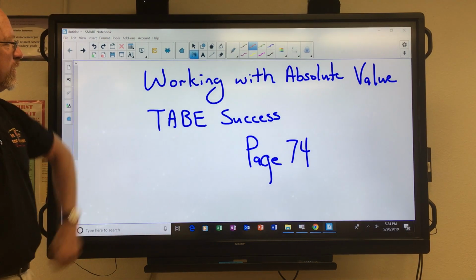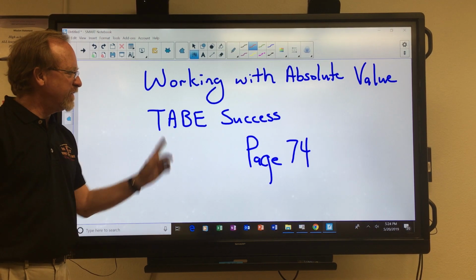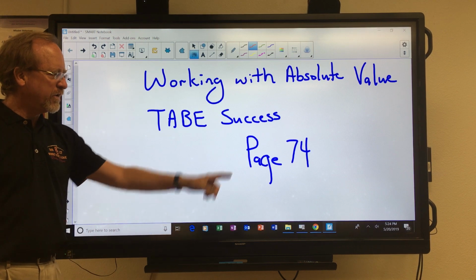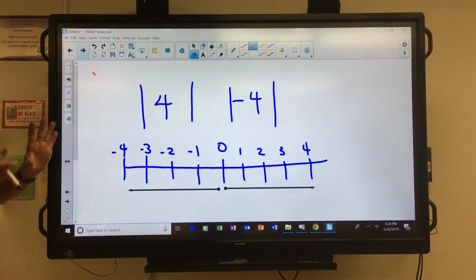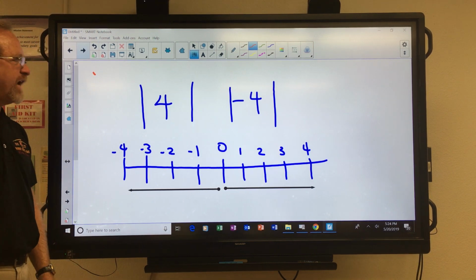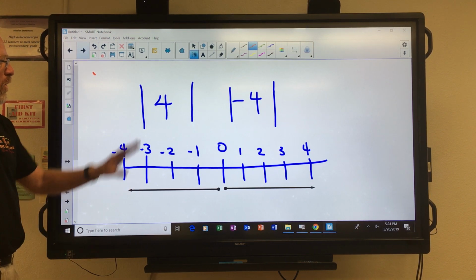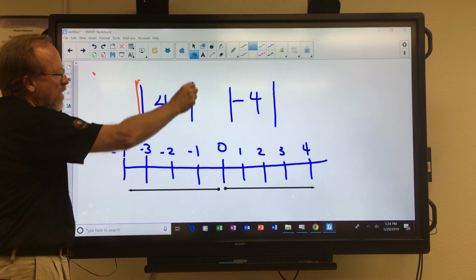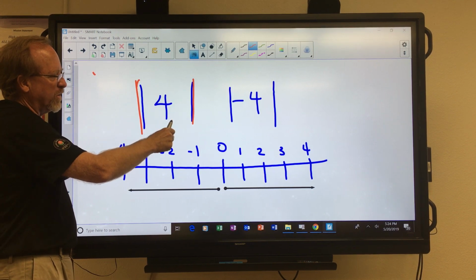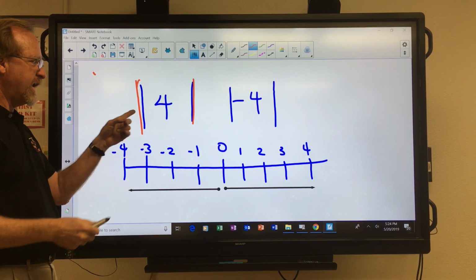Hi. So we're today working with absolute value, and again, we're in your TABE Success book. That's on page 74. So let's talk about the highly technical thing of absolute value. So what you do when you see these bars, you'll see bars like this on each side of a number, is you have to determine the absolute value.